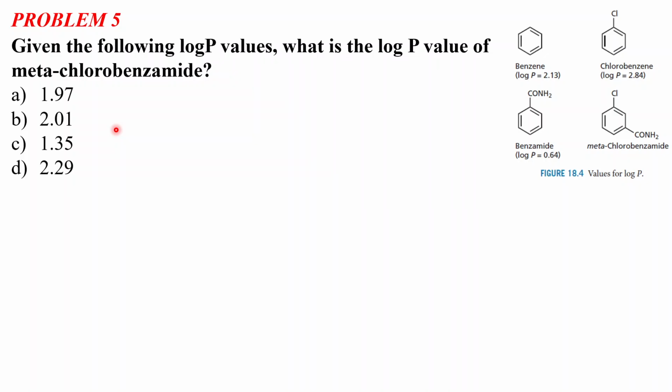What is the log P value of metachlorobenzamide? A 1.97, B 2.01, C 1.35, and D 2.29. The log P values of benzene, chlorobenzene, and benzamide are given as mentioned in this figure. You have to calculate the value of metachlorobenzamide. Try to answer the question. Whatever I have shown you in the last slide, you have to use that particular equation. If you use that equation, it is a very easy mathematical question.